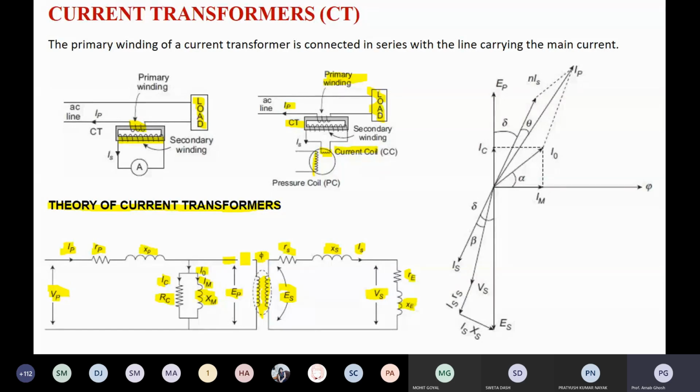So what is the value of IS? IS equals n into IP. So that is your IS dash. I think all of you will understand. So you can get that value. This is your IS dash.